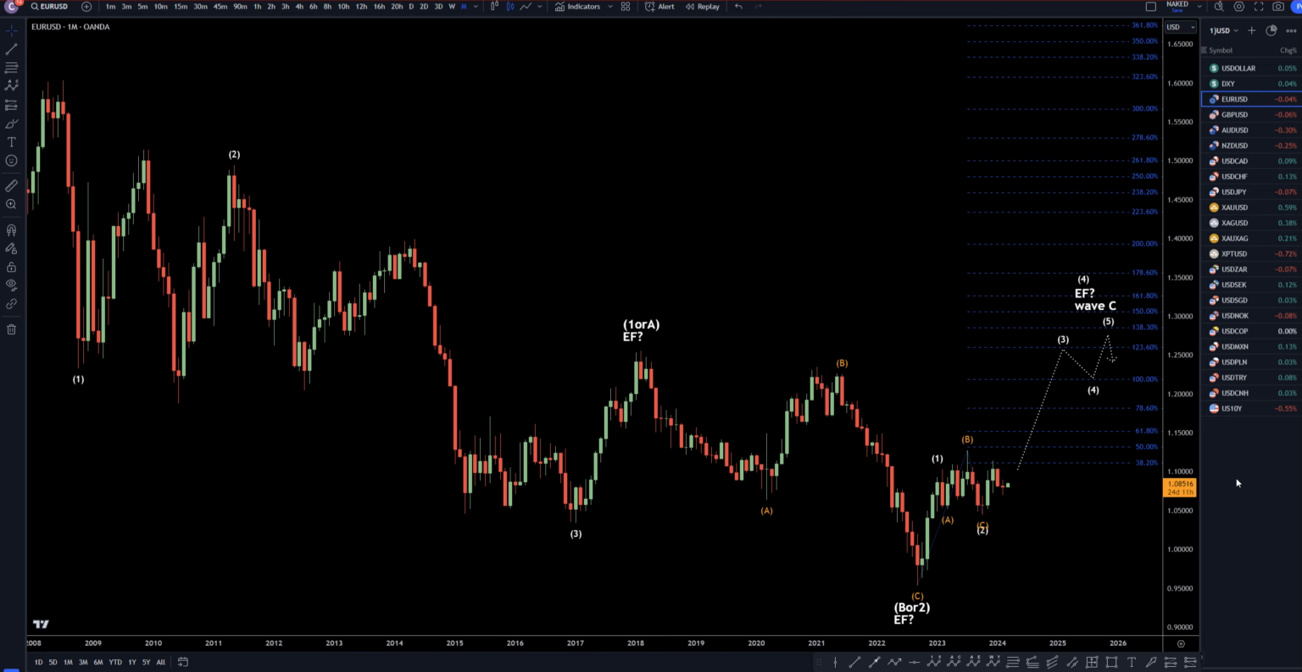Today is Tuesday, March 5th, and this is my analysis of the Euro US dollar starting on the monthly, working my way down to the 1 hour time frame for the full top down analysis.